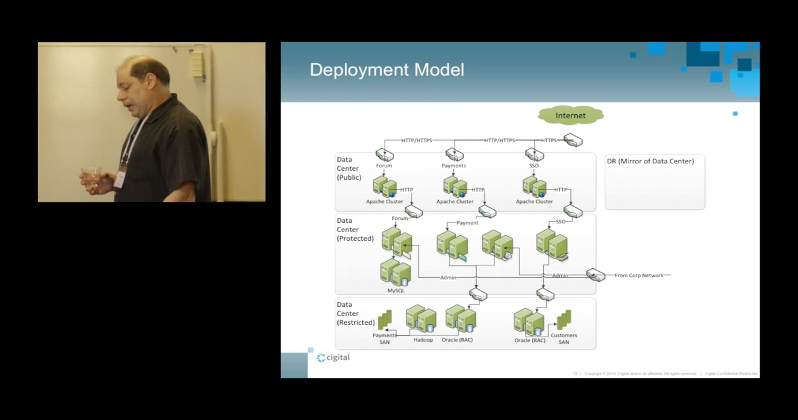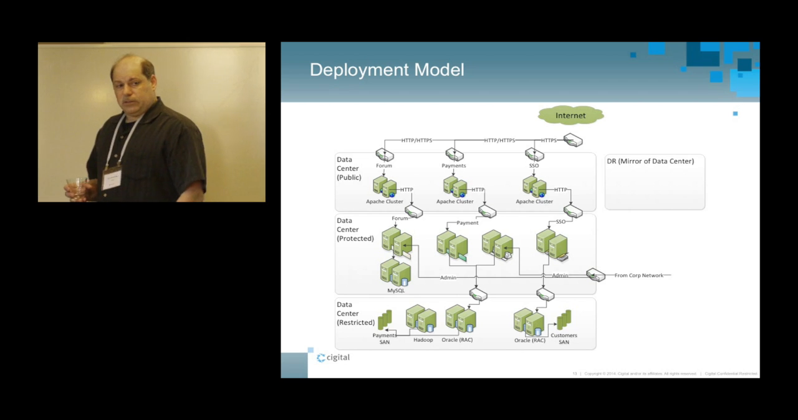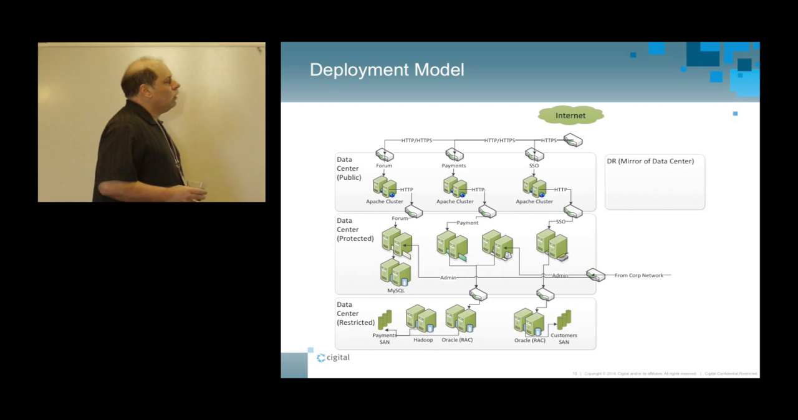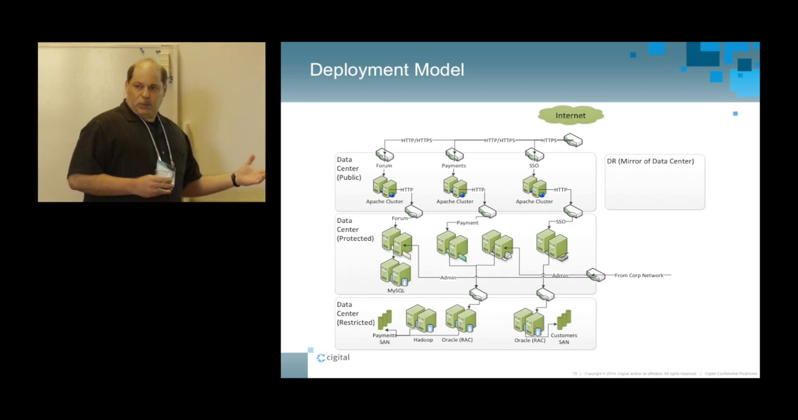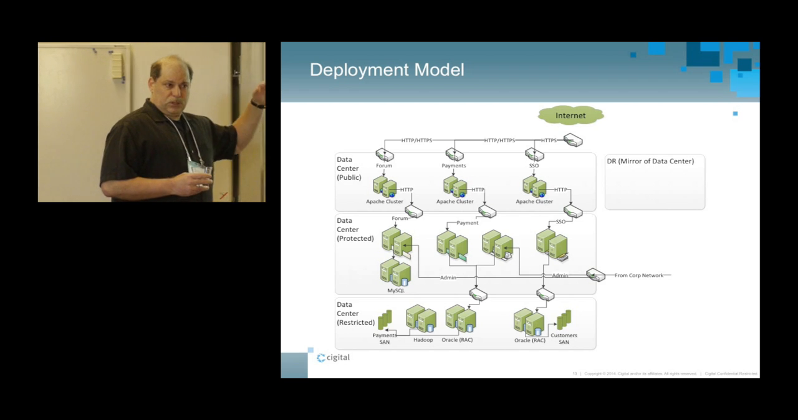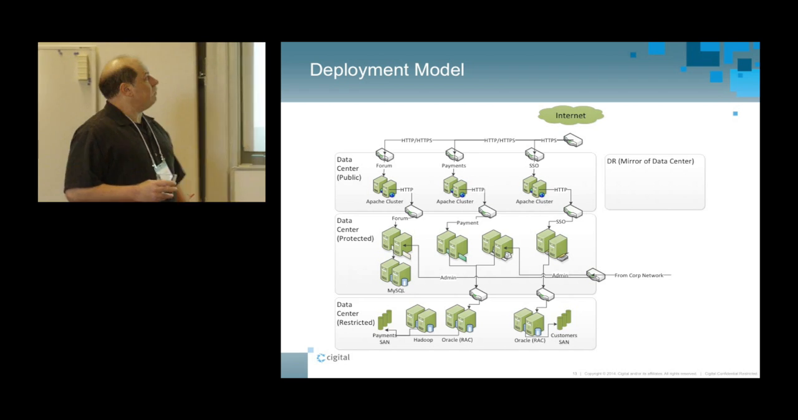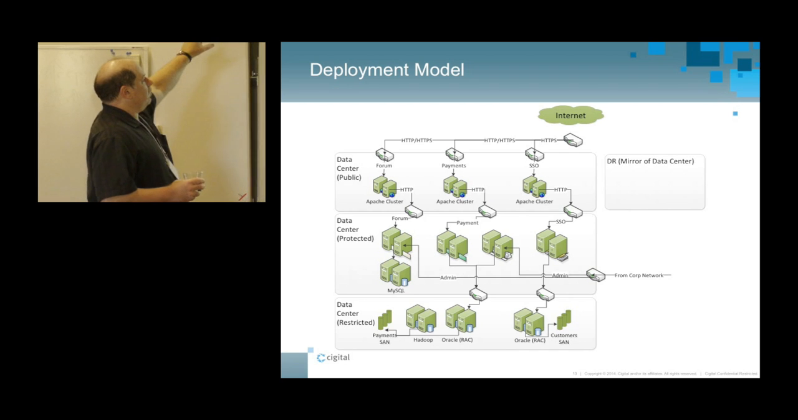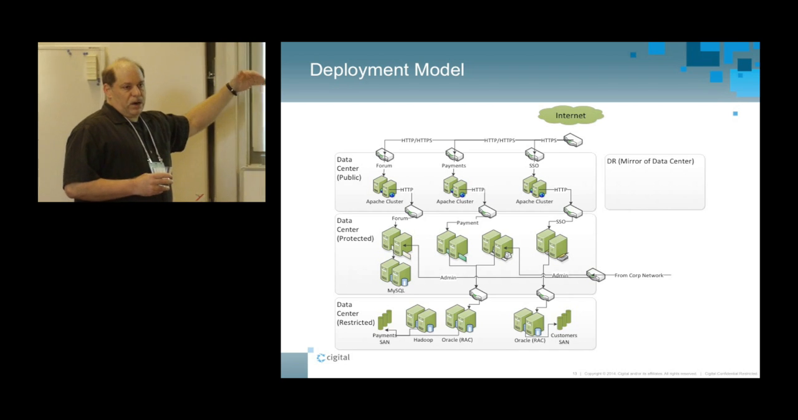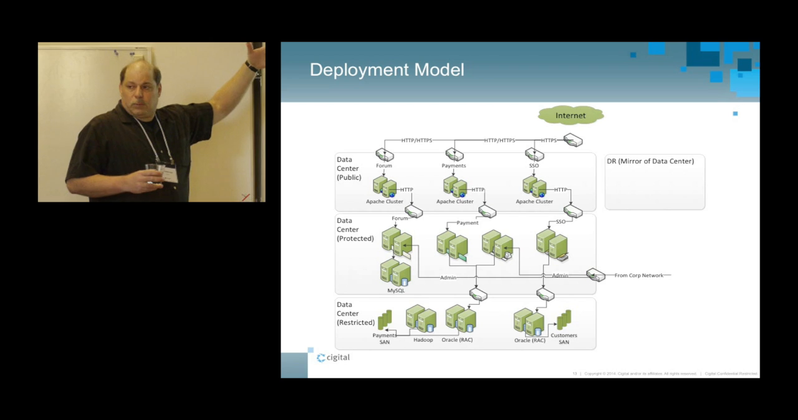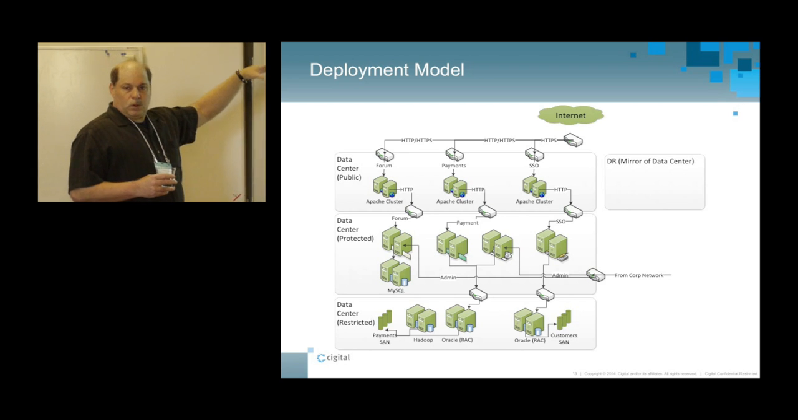And then another very popular way to get information about the system is the deployment model. Almost like a network diagram. But it basically helps us understand how the system is carved up in real life. So we have our data center that's sitting out in the public. We have a protected area in the data center. Again, protected probably means that there's some sort of firewall between these two.